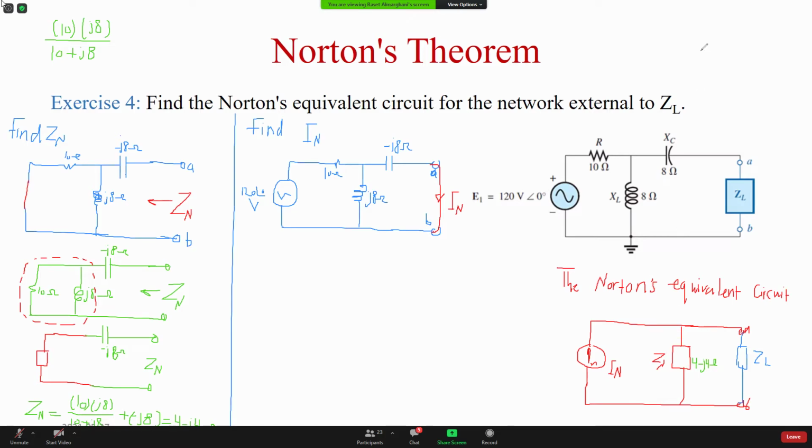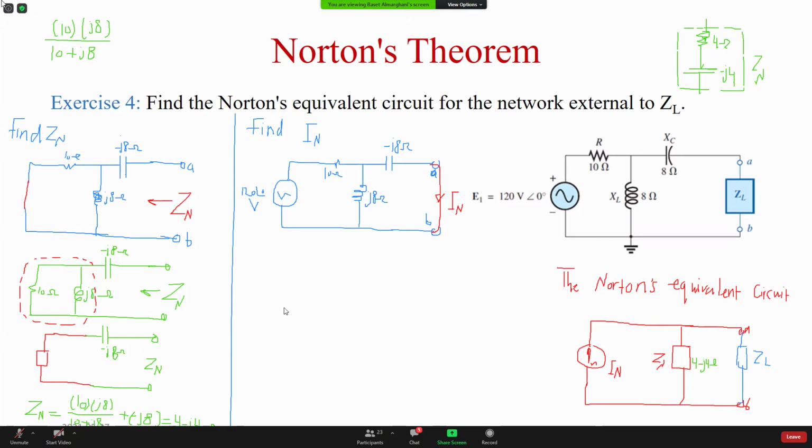Now if someone writes this like this, 4 is resistance, 4 ohm resistance, and capacitance, which is minus J4. 4 minus J4. So this is all Zn. So if you write it like that or you write it like this, both are fine.